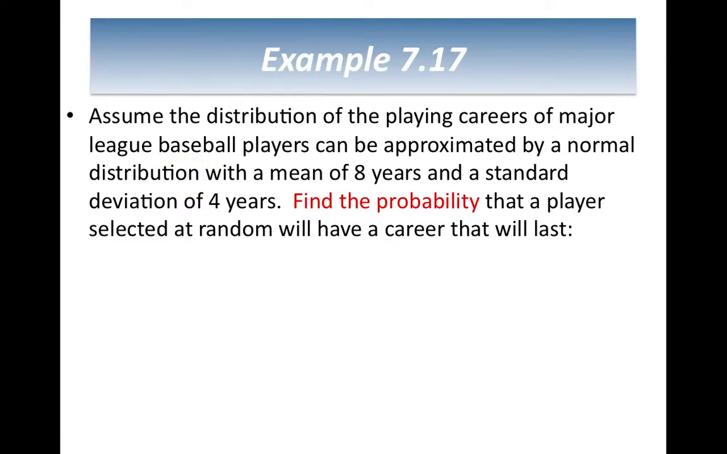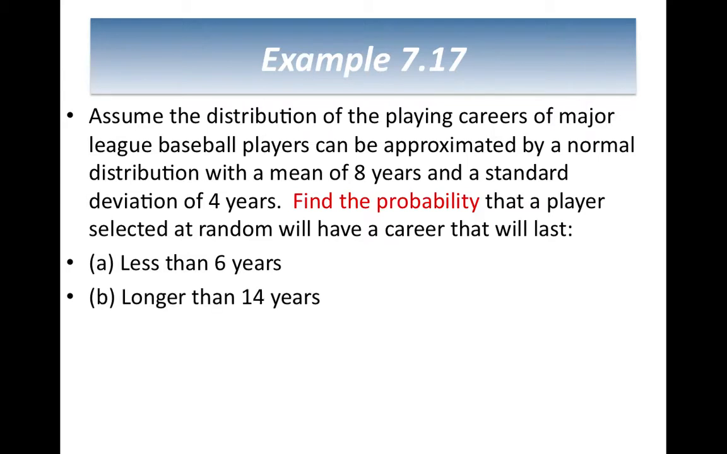The mean is 8 years and the standard deviation is 4 years. Find the probability that a player selected at random will have a career that will last less than 6 years, longer than 14 years, between 4 and 10 years.